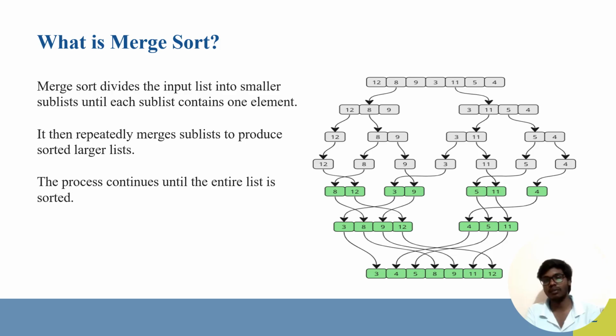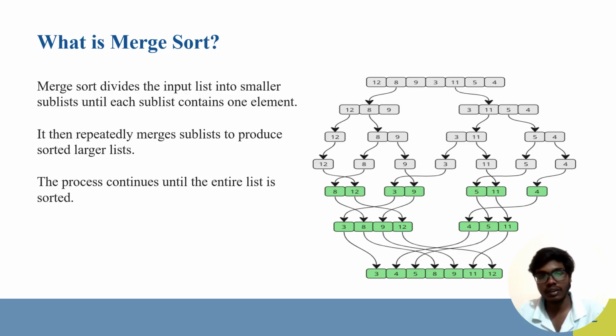Here we can see a sample list: 12, 8, 9, 3, 11, 5 and 4. Here we divide it using merge sort. We usually divide the whole list into two equal parts. Here we divided the list containing seven elements into three in one place and four in the other. Then we further divide these elements into smaller parts until it becomes a single piece.